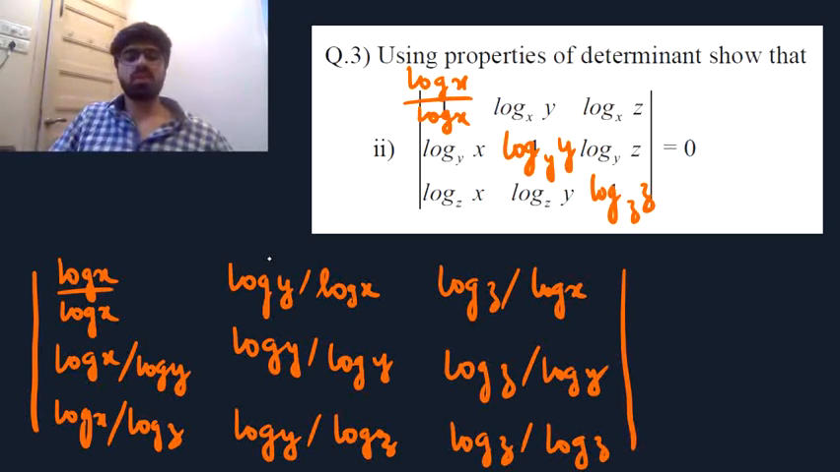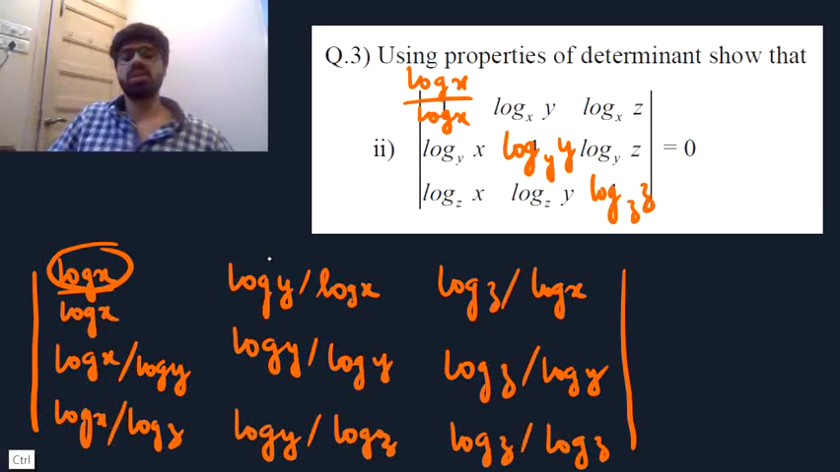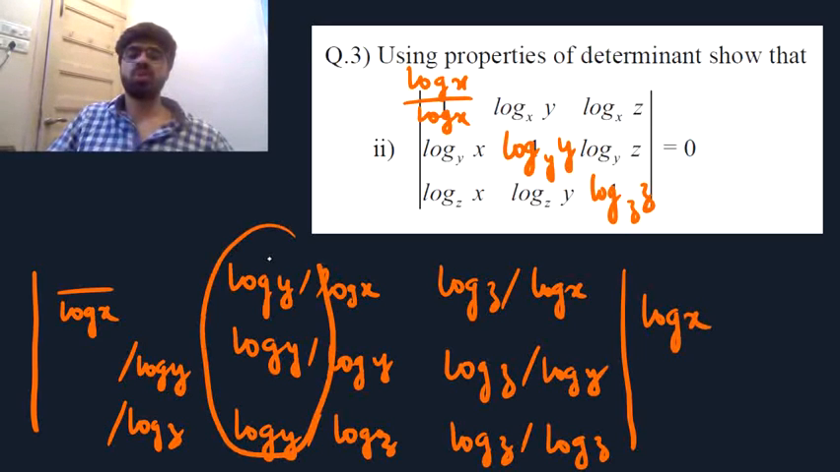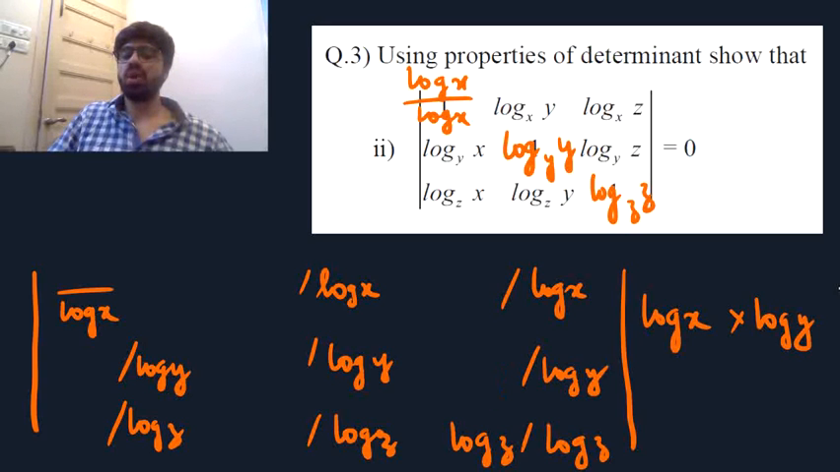Okay, so what we can do is take from the numerator, from the first column, every numerator has a log x term with it. So from the numerator we can take log x common. That log x goes out. From the second column, the numerator of every term is log y. So we can take a log y common from the numerator of every term. So into log y. Then from the numerator of the third column we can take log z common. So into log z.